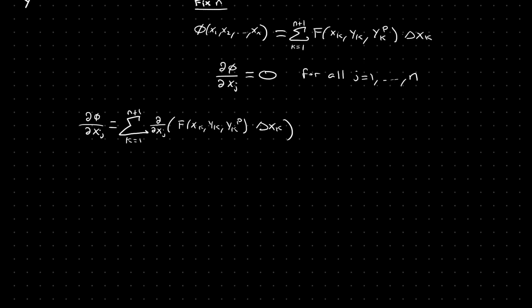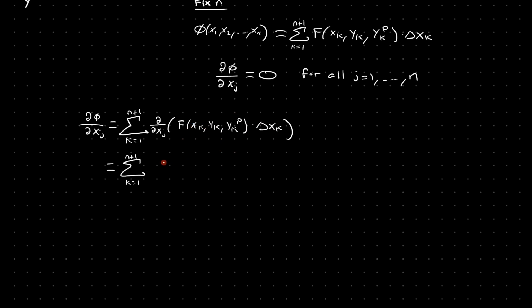Remembering our differentiation rules from multivariable calculus and from Calculus 1, we first need to realize that f here is a function of xk. It's also a function of ykp, which is itself a function of yk. So we need to split this and think about the derivative of this term as well as the derivative of this term, because this delta xk also depends on all the x values.